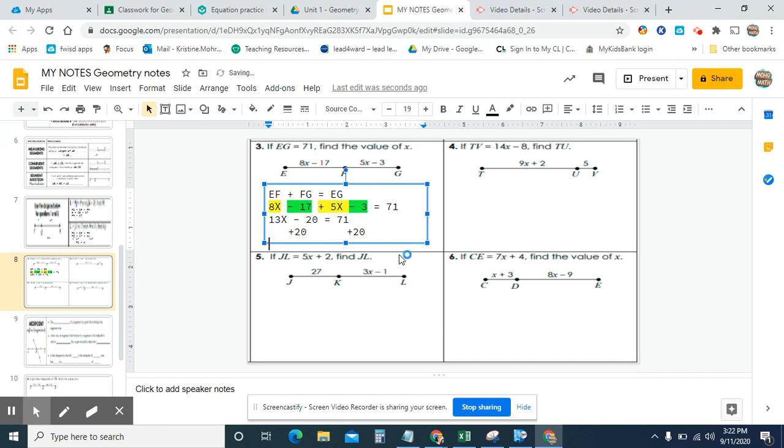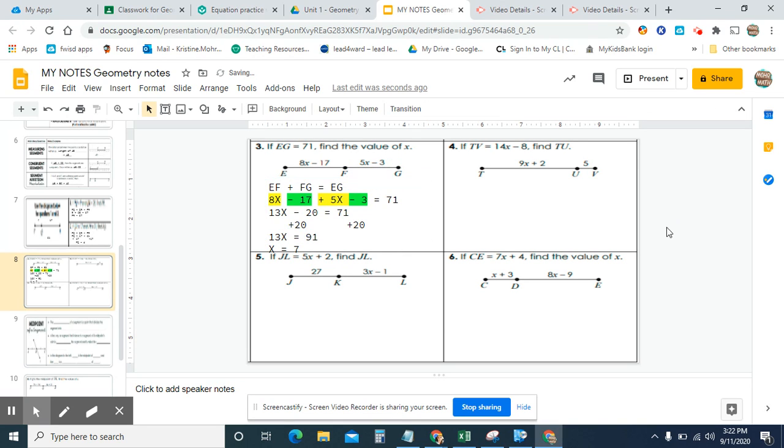I end up running out of space here. So then we're left with 13x equals 71 plus 20, which is 91. And then our last step is to divide. So we do 91 divided by 13, and that will give us x equals 7. I'm going to try and scoot this up a little bit so you guys can hopefully see that. So that's how you solve it algebraically.